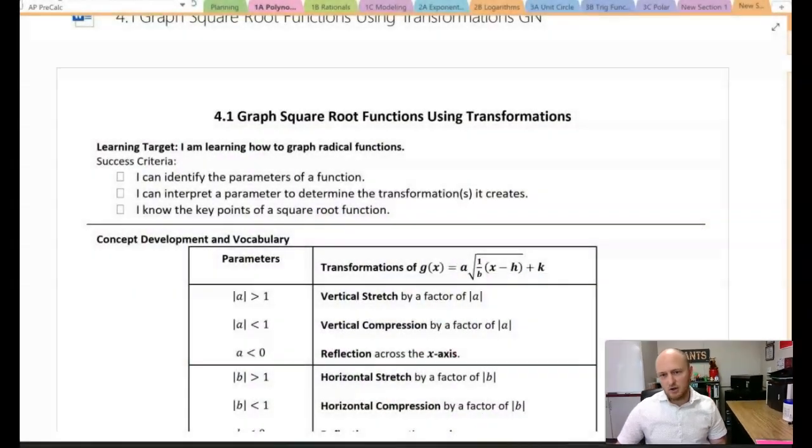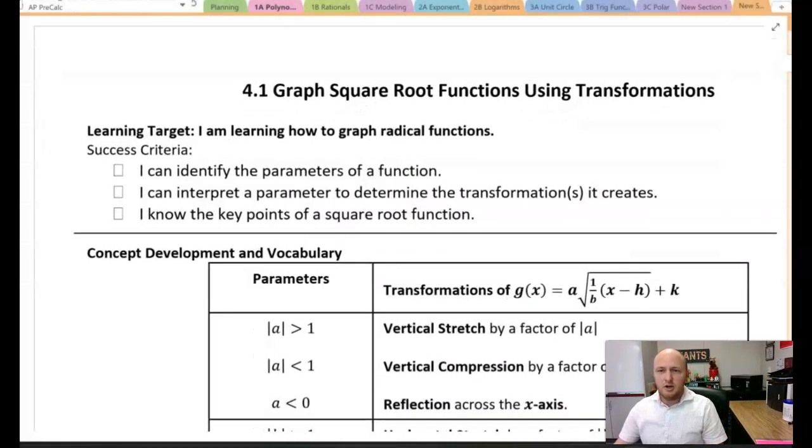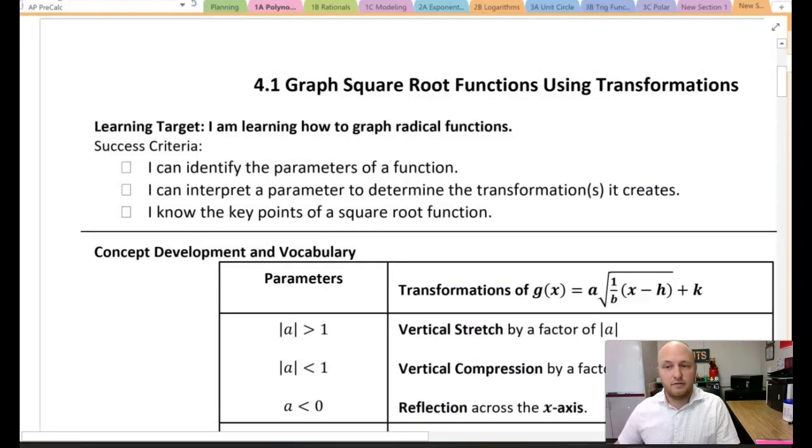This is 4-1 and we're going to talk about graphing square root equations. So let's go ahead and look at our learning target for today. We're going to learn how to graph radical functions by successfully identifying parameters of a function. This is something that you should be familiar with how to do. Identify A, B, H, and K, as well as interpret the parameters to determine the transformations that occur.